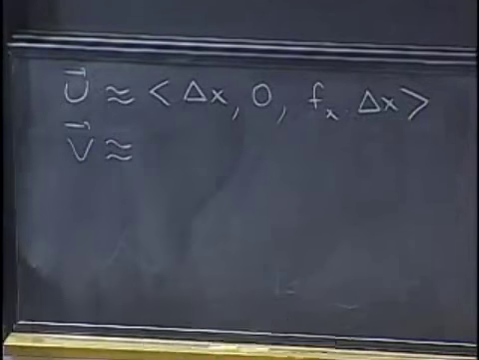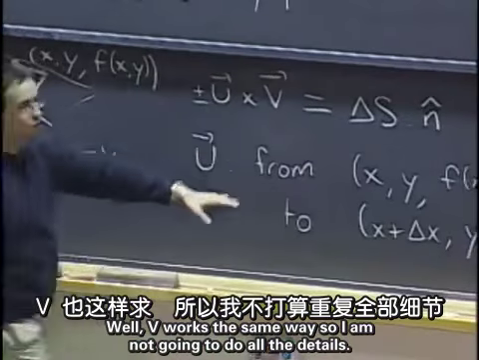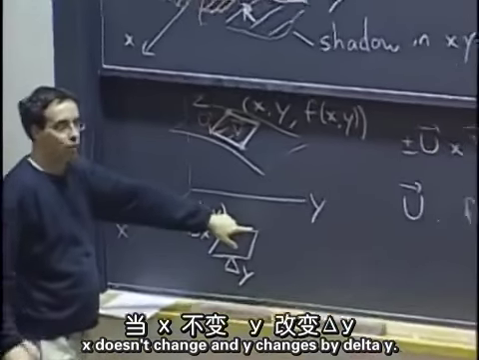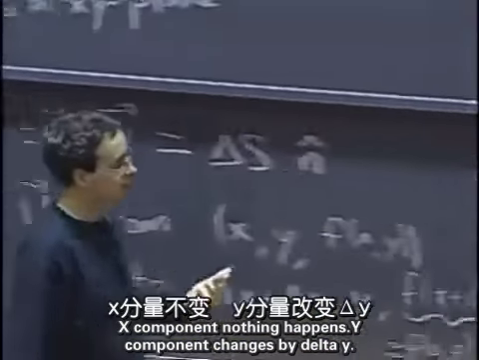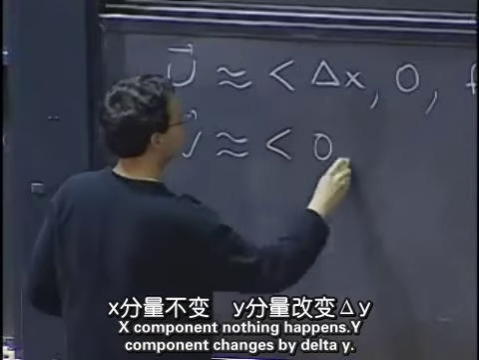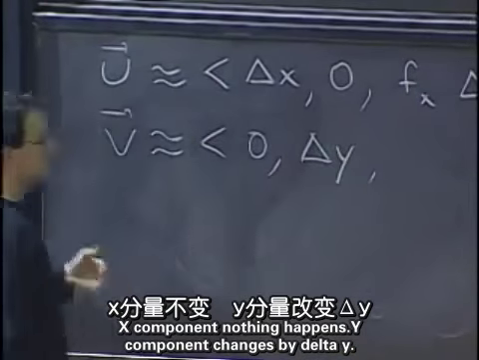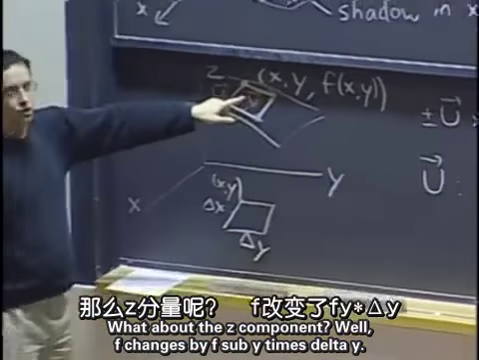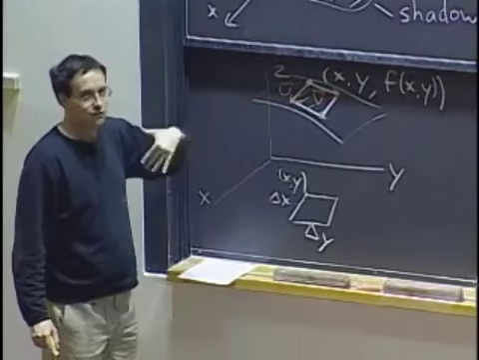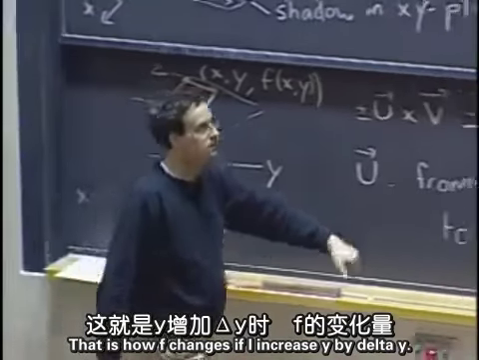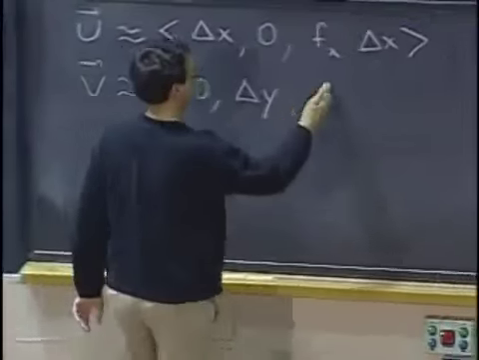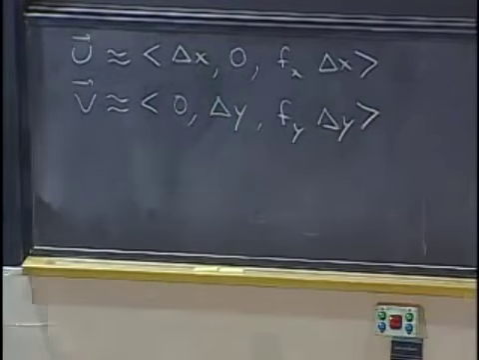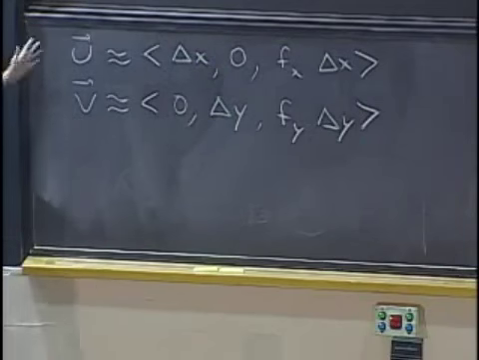Now, what about v? Well, v works the same way, so I'm not going to do all the details. When I move from here to here, x doesn't change, and y changes by delta y. So for the x component, nothing happens. The y component changes by delta y. What about the z component? Well, f changes by f sub y times delta y. That's how f changes if I increase y by delta y. Okay, so I have my two sides.